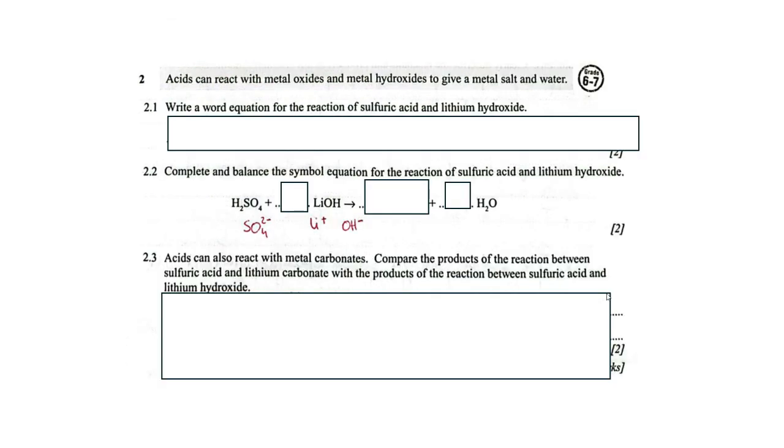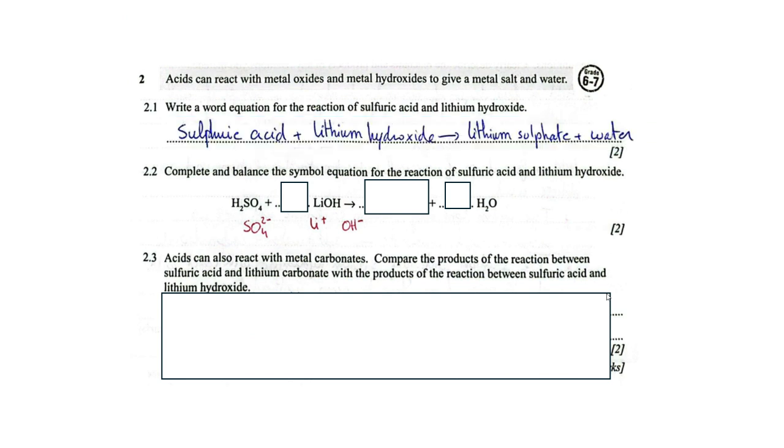Then, acids can react with metal oxides and metal hydroxides to make metal salt and water. Write a word equation for the reaction of sulfuric acid and lithium hydroxide. So your reactants, sulfuric acid and lithium hydroxide, acid plus alkali, are going to make a salt called lithium sulfate, because sulfuric acid makes metal sulfate, and water. This is what you had to write.